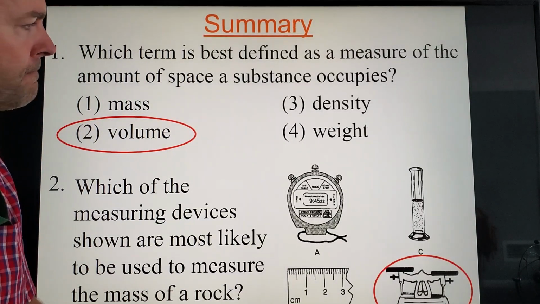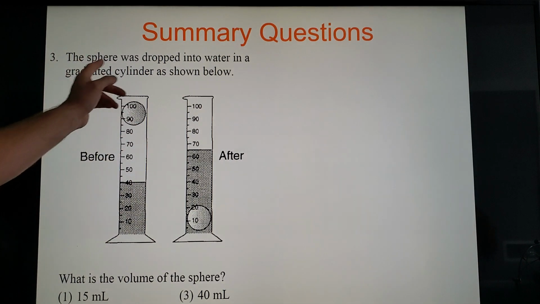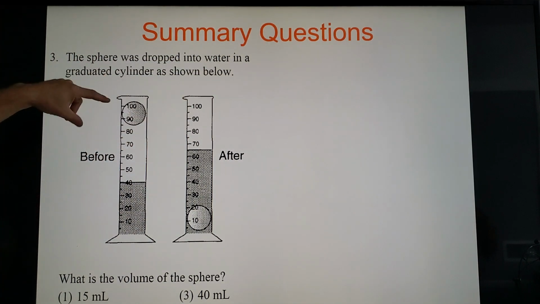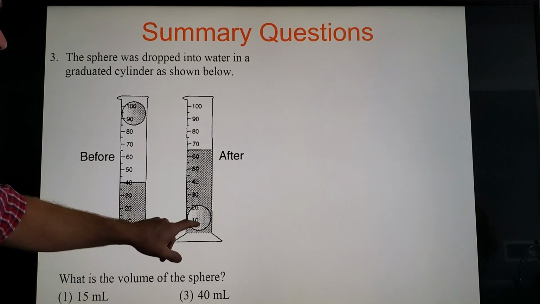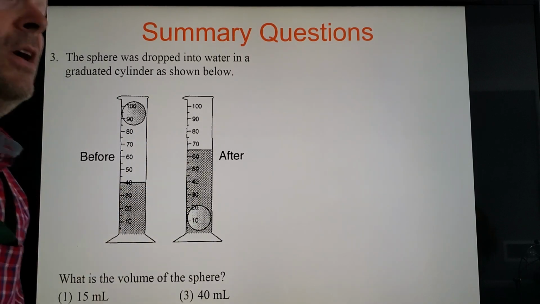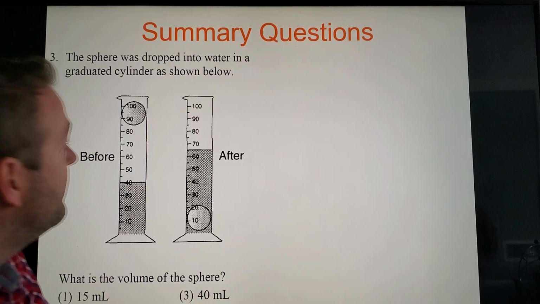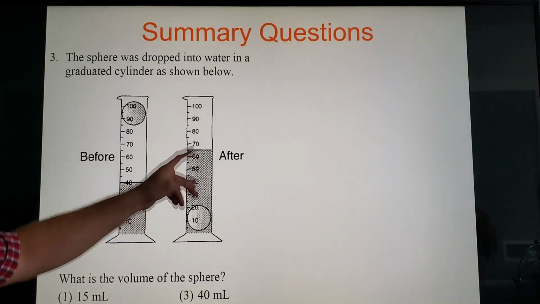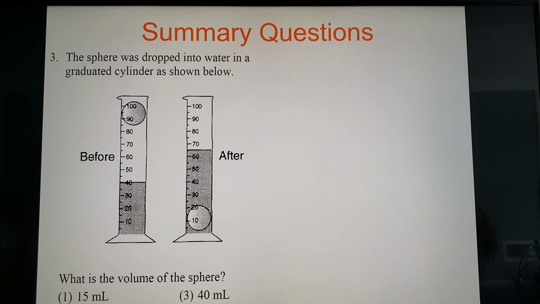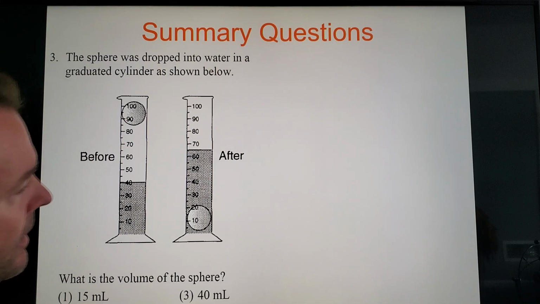Then we go over here. The spear was dropped into the water of a graduated cylinder. Here we had 40 milliliters before, and after we had about 65. So what must the volume of the irregular shaped object be? Well, you subtract them, and hopefully you came up with 25 milliliters. That's again by displacement.